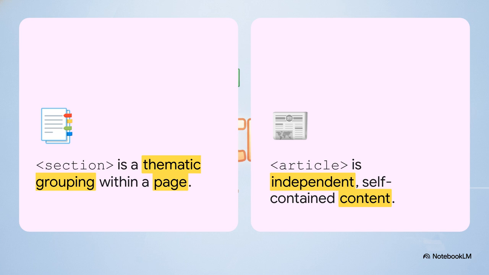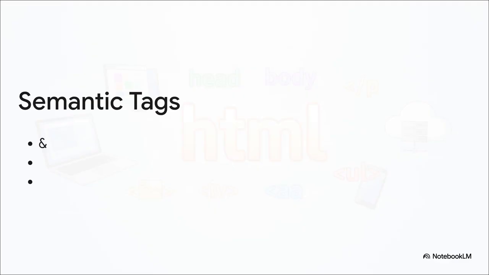Actually, think of it this way. A newspaper is a section, but the specific news stories inside it are articles. You could rip an article right out of the paper, hand it to a friend, and it would still make total sense out of context. Alongside section and article, we have tags like header for your logos and titles, nav for your major navigation menus, main for the dominant, unique content of the page, and footer for your copyright info down at the bottom.